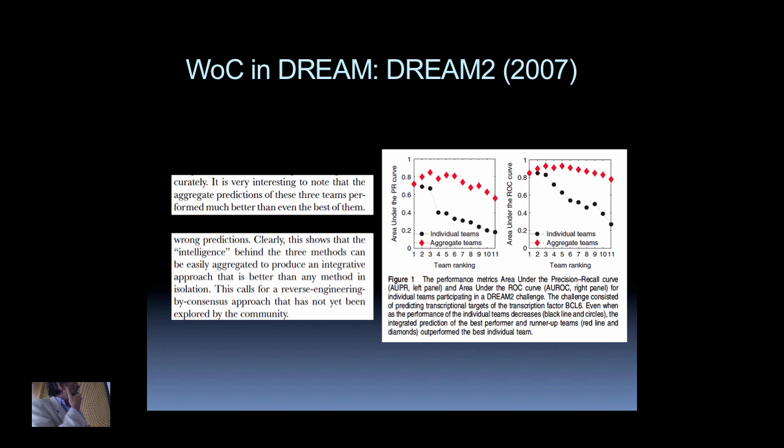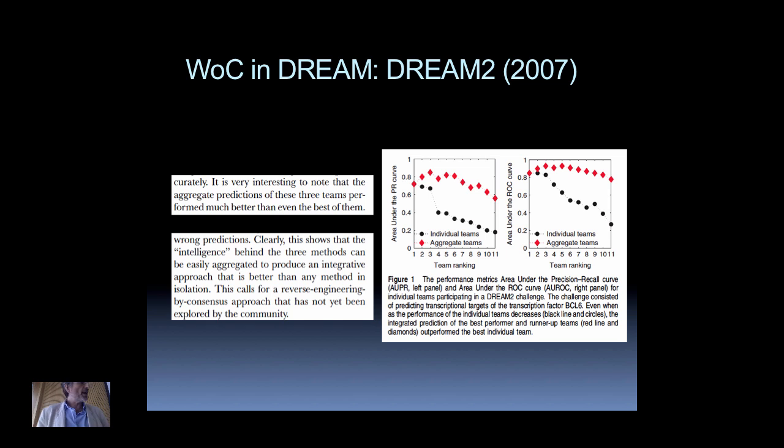Clearly, this shows that the intelligence behind the 3 methods can be easily aggregated to produce an integrative approach that is better than any method in isolation. This calls for a reverse engineering by consensus approach that has not yet been explored by the community. So that's how I felt at that moment. And I started to dig a little deeper.